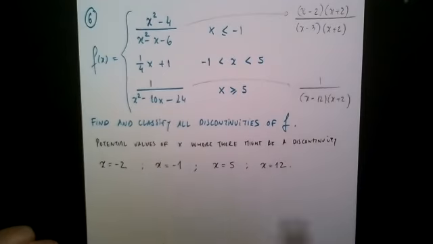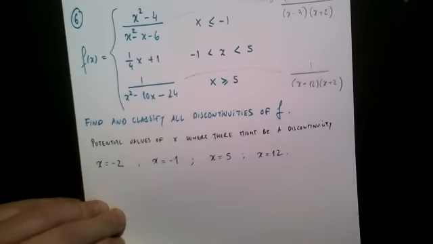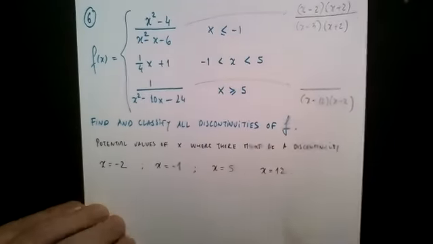It might be continuous, it might not, it might be jump, removable, infinite, I don't know. Okay, so let's do it. I'm going to do it fast because class is ending in a few minutes. So I'm just going to go fast through this, okay? So let's go with x is equal to -2 first.